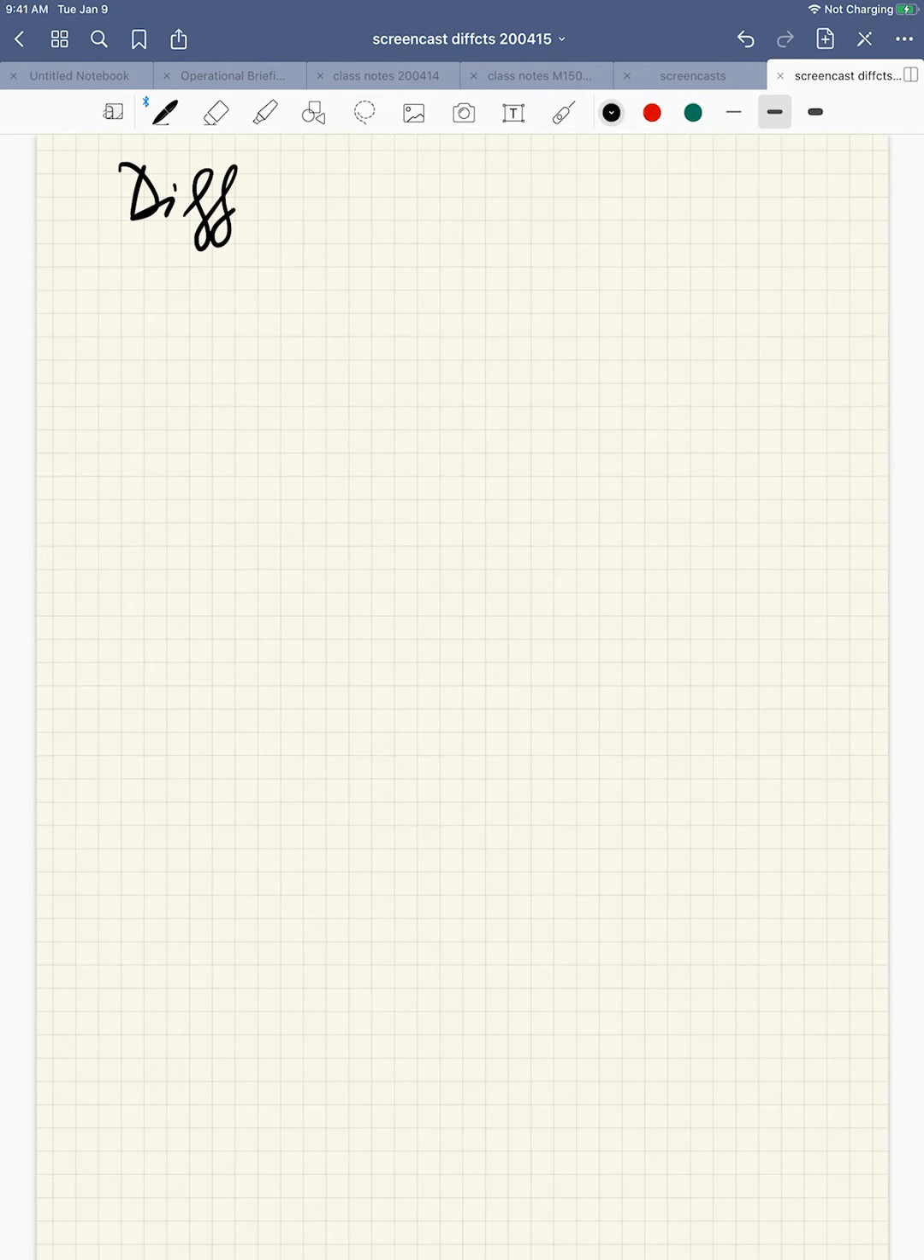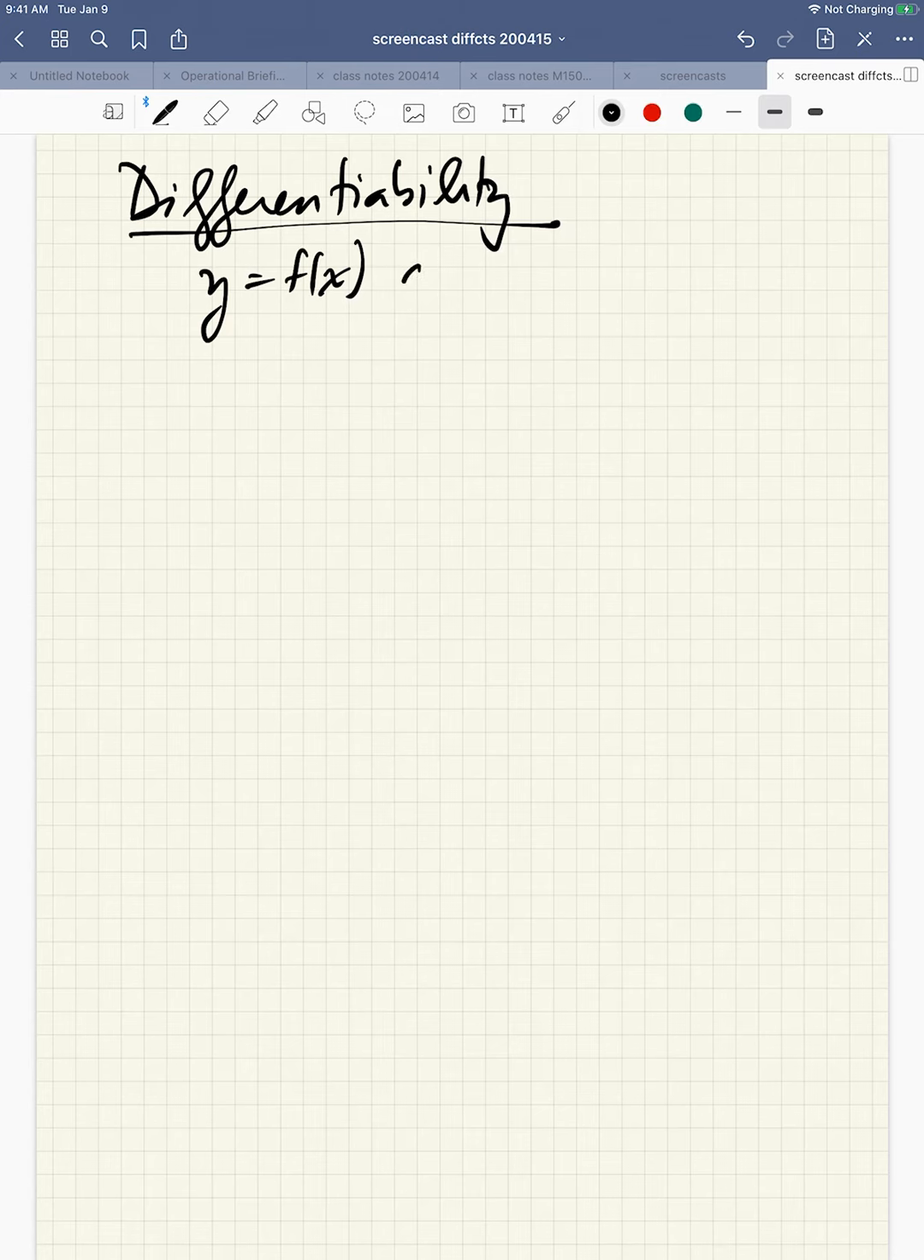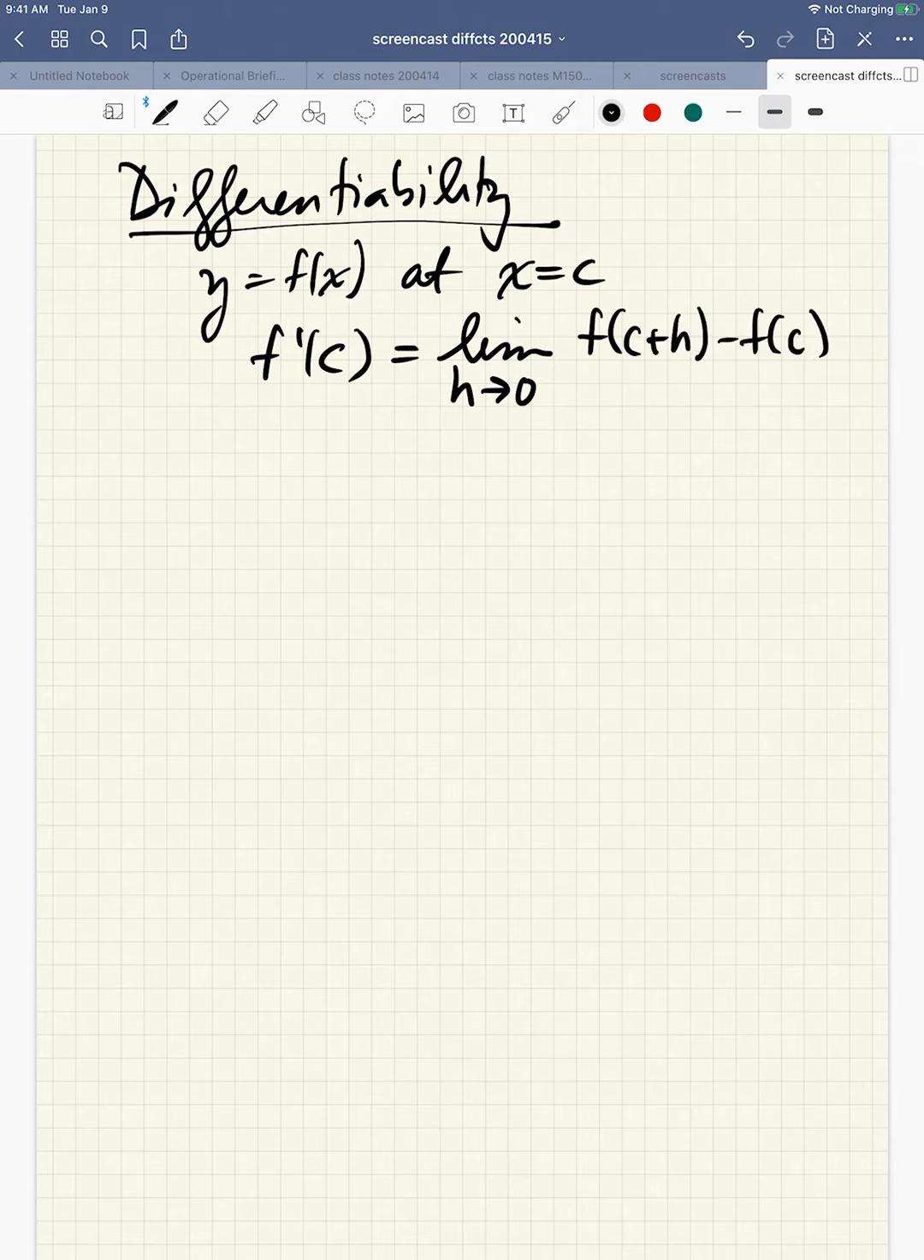Differentiability is another property. If you have a function y equals f of x, and you have an input c, we can talk about what it means for a function to be differentiable at c. The formula for that is this. It's differentiable at c if this number we call f prime of c exists, and f prime of c is defined to be this limit. So a function's differentiable at a point if this limit exists. That's the definition.